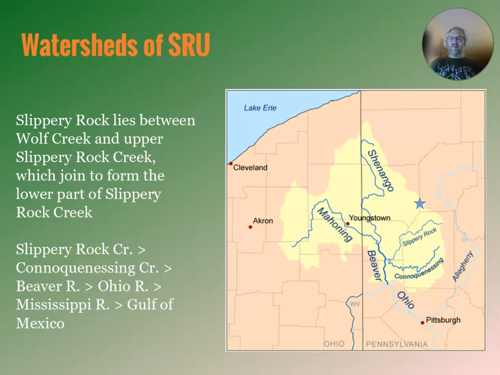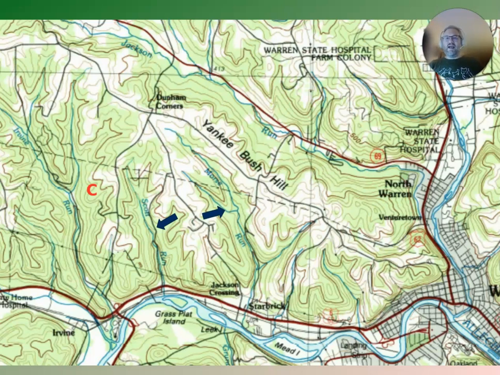But we can see we're getting to bigger and bigger streams as we go. So we have small streams that flow into larger ones, etc. So let's take a look at a topographic map and see how we can identify watersheds on it.